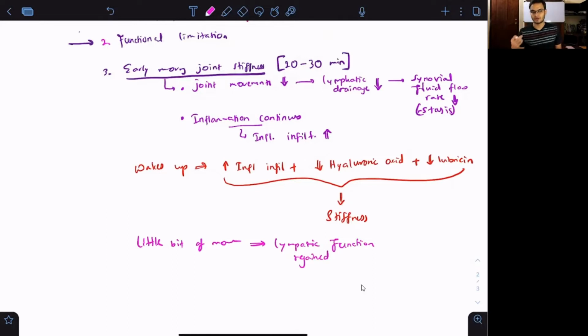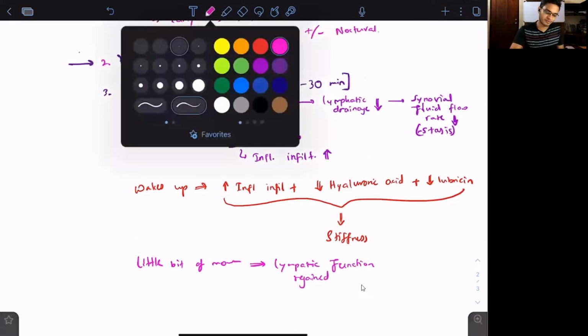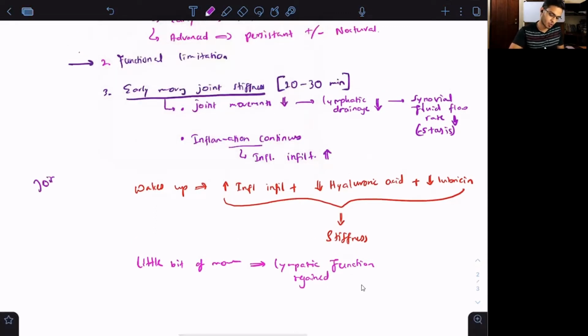The type B synoviocyte will increase their function a little bit to produce new synovial fluid, produce more hyaluronic acid. So because of this, after a maximum of 30 minutes, guys, the lymphatic function is restored and the synovial flow rate is back to normal, and the stiffness will reduce. This phenomenon, especially in some old books, we call joint gelling.